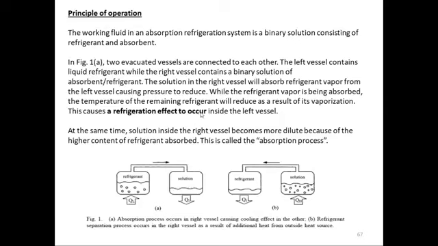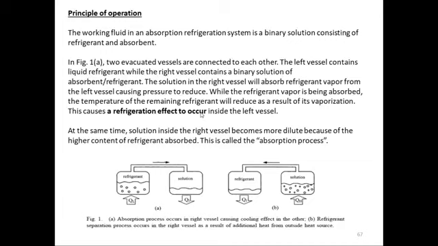So what is the principle of operation? How does it produce the cooling effect? How does it work? The working fluid in an absorption refrigeration system is a binary solution consisting of refrigerant and absorbent, as we discussed: water-ammonia system or lithium bromide-water system. One of them is the absorbent and one of them is the transporter.